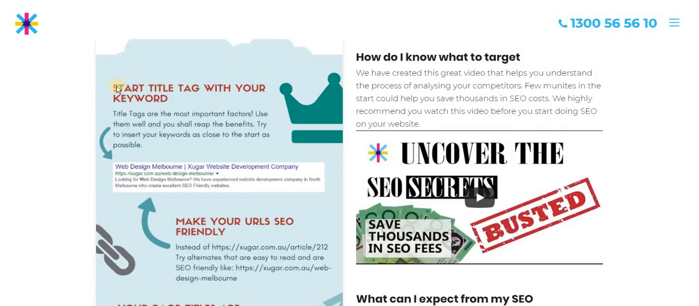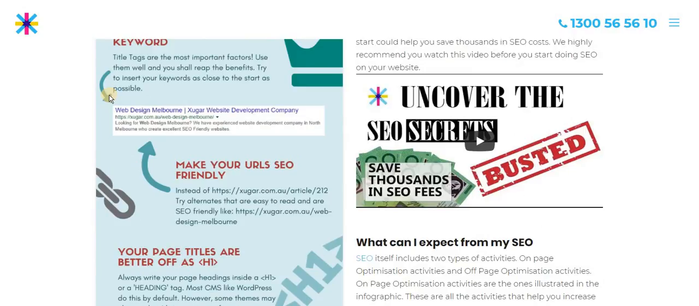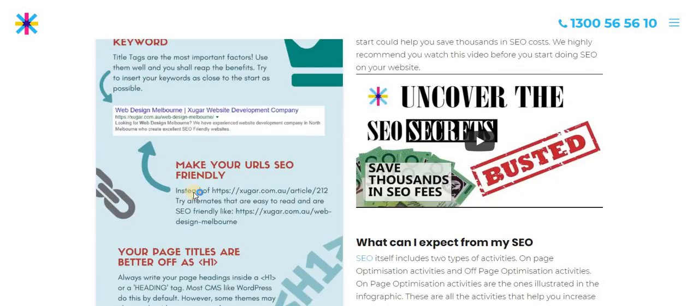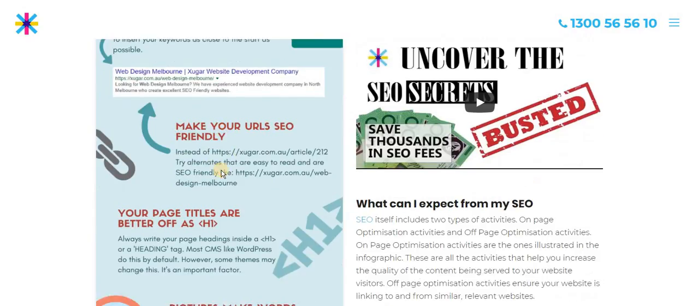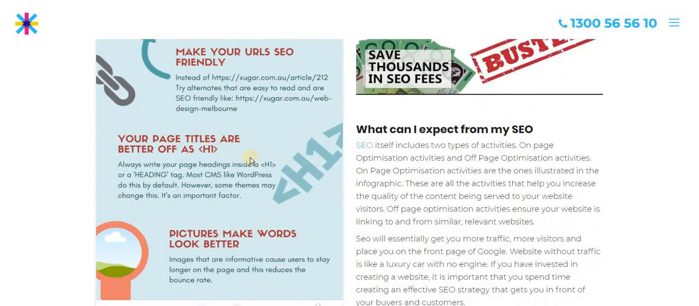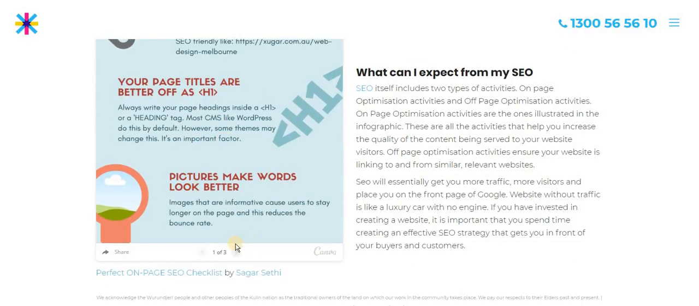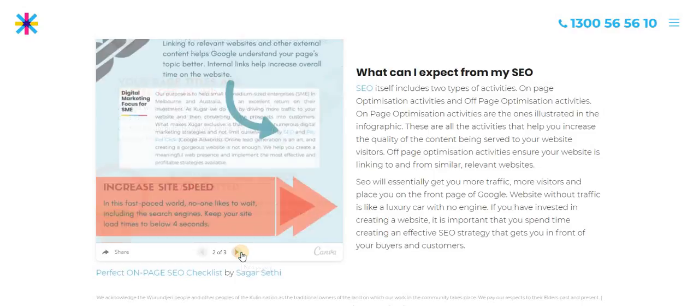It highlights things like the title tags on your website. For example, the title tag is the one that actually gets listed on Google. So this blue thing here is the title tag of that particular page that is getting listed. It also talks about how your URLs should be structured, how many H1 tags you've got, which are the headings on the website, and pictures that need to be included. It's got 3 pages. It's a quick checklist, guys.